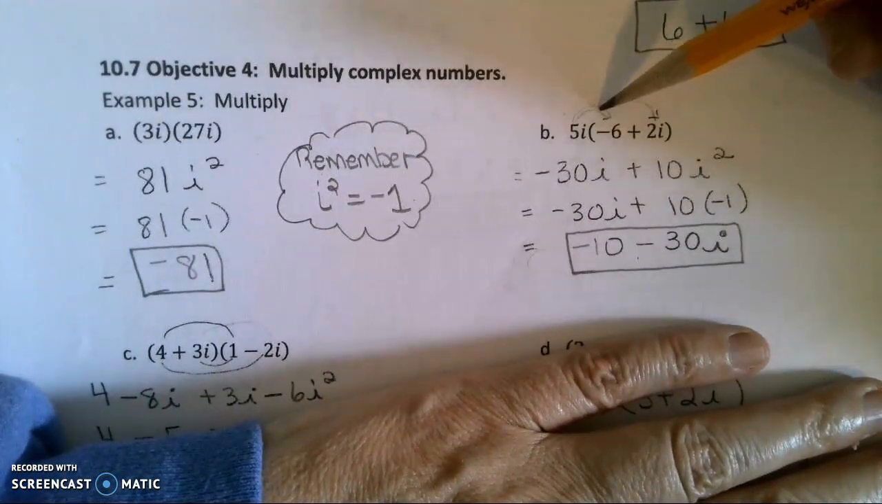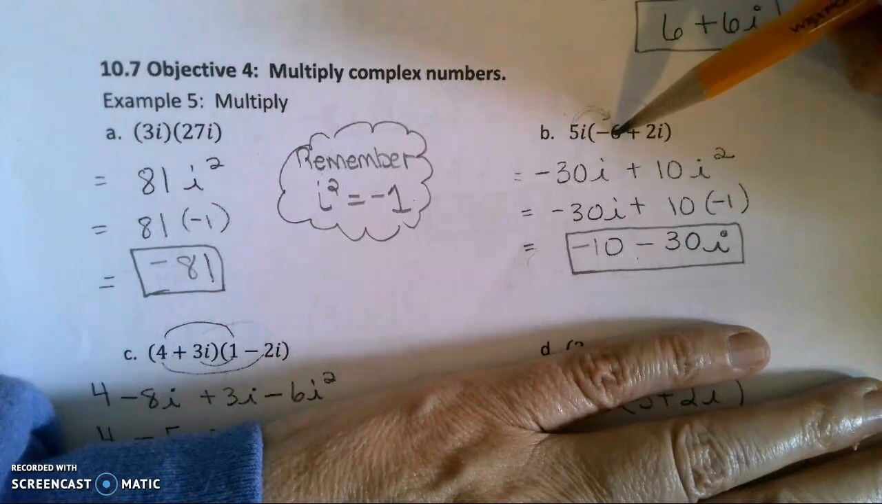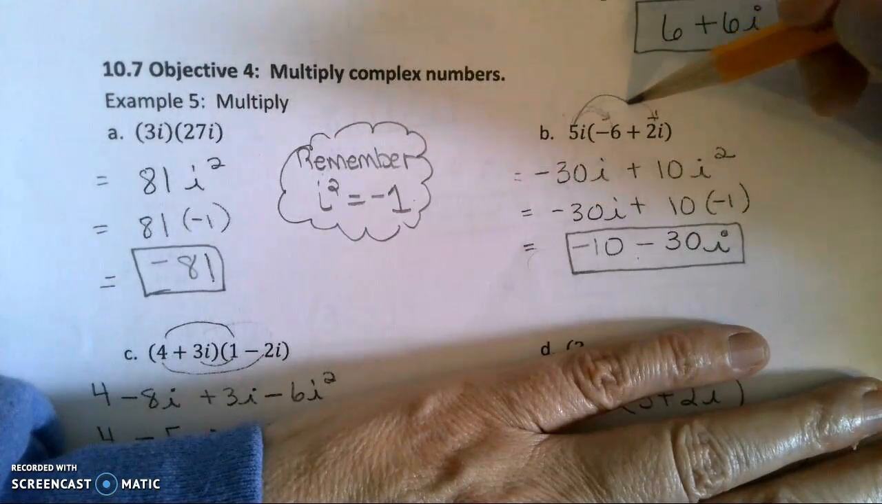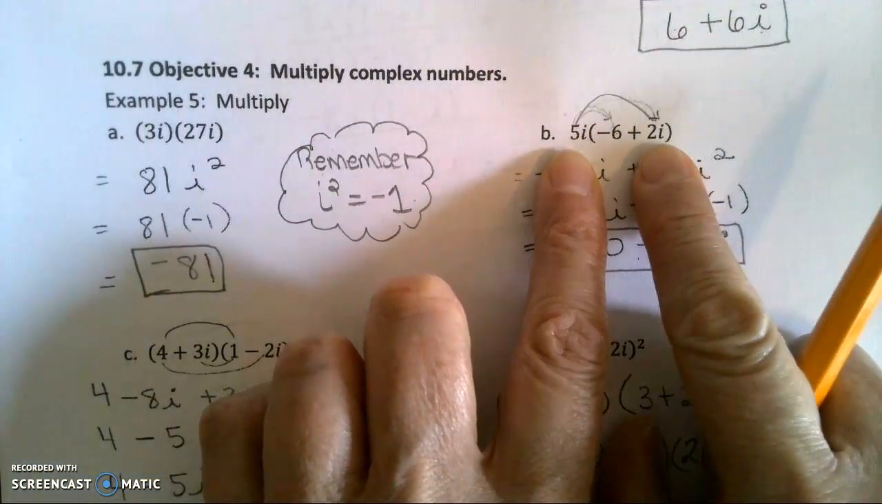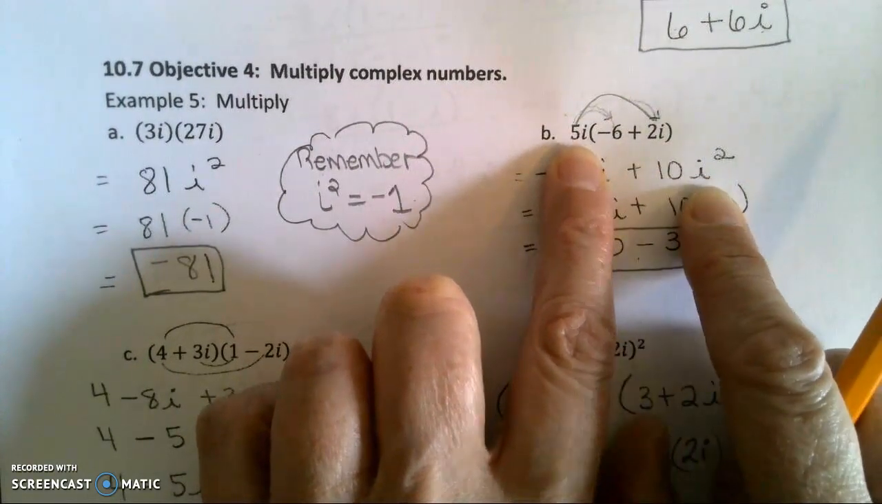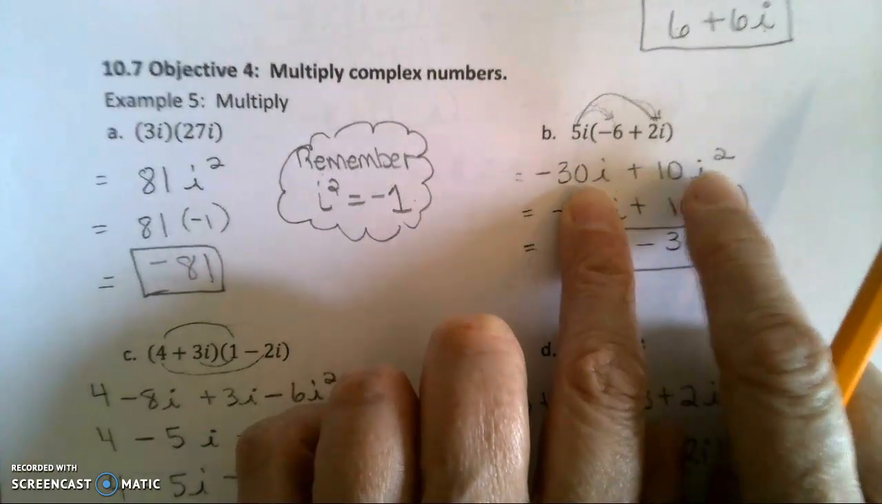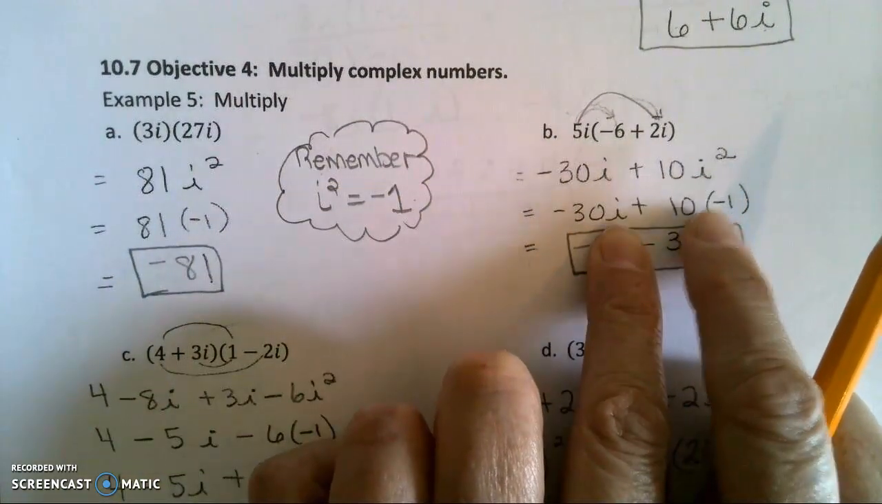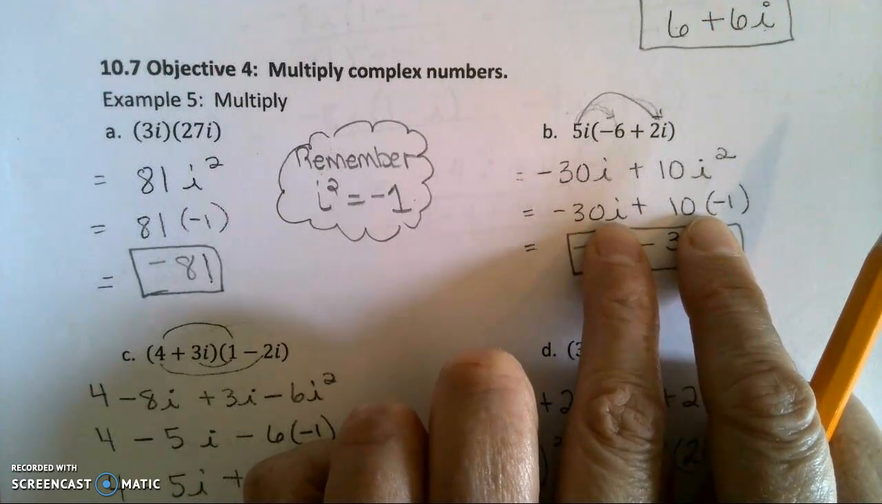So 5i times 6, 5 times -6 gives me -30, and then I have i, and I'm going to multiply these together. 5i times 2i, 5 times 2 gives me 10, and i times i gives me i squared. Okay, now when I replace this i squared with -1, so this becomes -10 plus 30i.